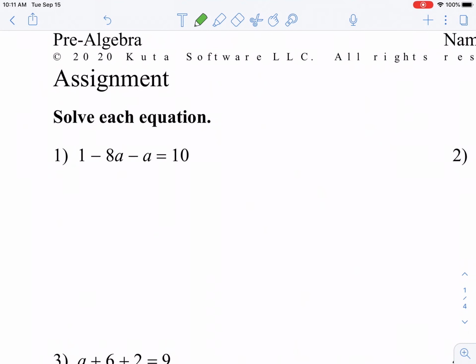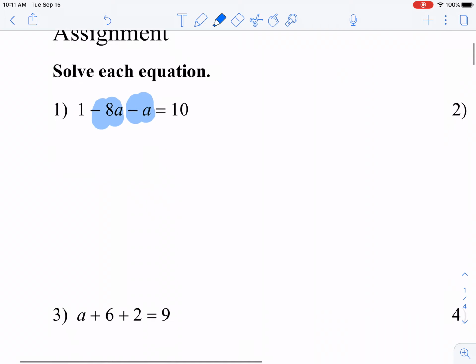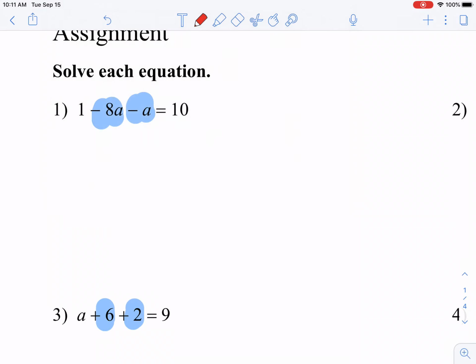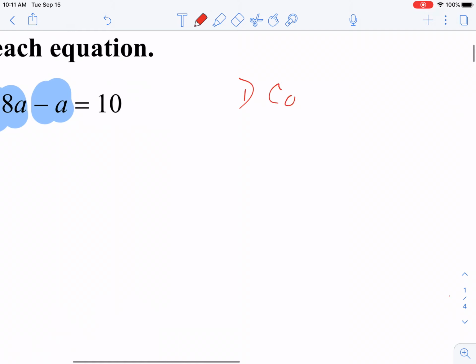Today we're going to take a look at combining like terms. And so by like terms, I mean things that are similar. So negative A and negative A are like terms. In the following problem, 6 and 2 are like terms. I can combine things that are like each other. And so this is called collecting like terms or combining like terms depending on your teacher. So we're going to call it combining like terms. You might hear me call it collecting. It means the same.